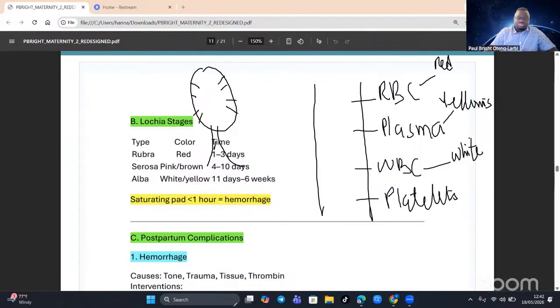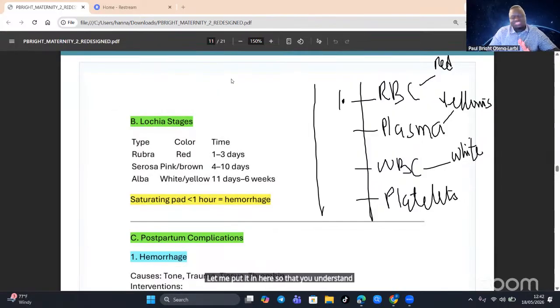How do they stop? The first to be controlled in this blood vessel cascade is the red blood cell, number one. It makes what? The blood red. Let me put it in here so that you understand the last part. Let me say goodbye for today. It makes the blood red, the red blood cells.